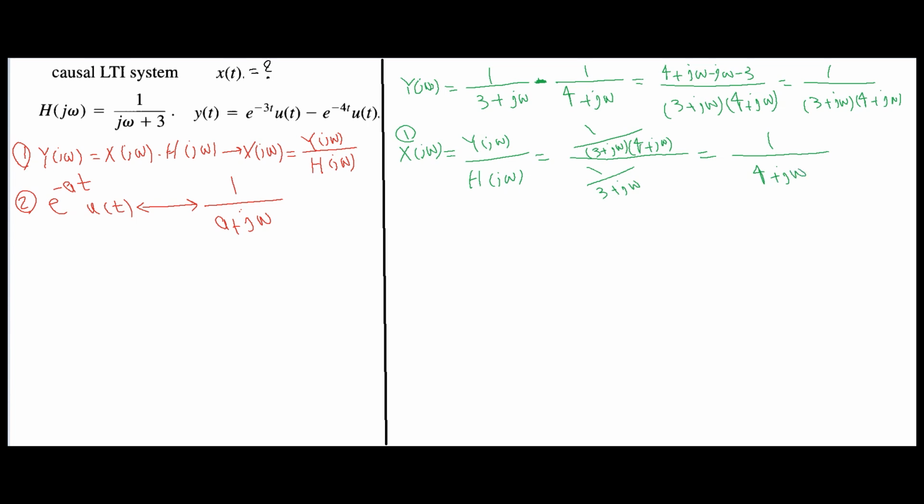Now the next part is to say that 1 divided by (4 + jω) is the Fourier transform of which signal? That signal will be x(t). And again, based on the second point, it corresponds to e^(-4t)u(t). In this way, the signal x(t), which is the input of this LTI system, is obtained.